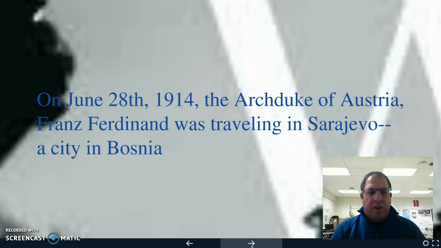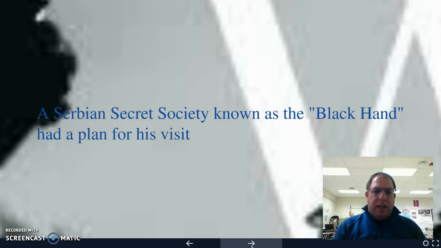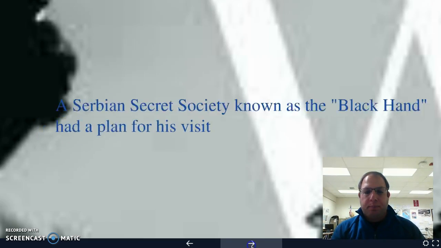All right, so when he gets down there, they're going to have a big parade for him. And like they do, the parade route is printed in the newspaper so people know where the Archduke is going to be. So, while he's down there, what he doesn't know is that there is a secret society called the Black Hand that is waiting for him, that they have been planning for his visit for many months now in preparation for what they're going to do.